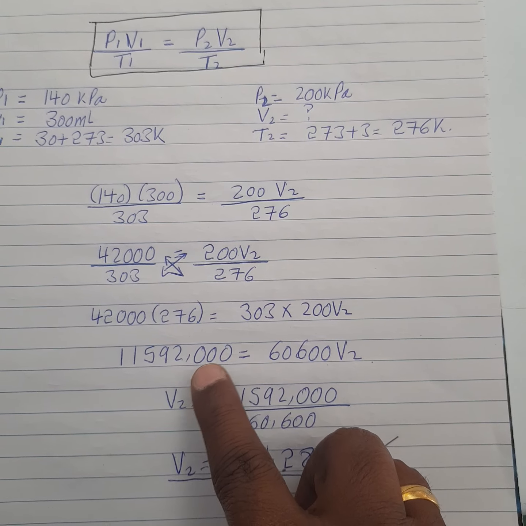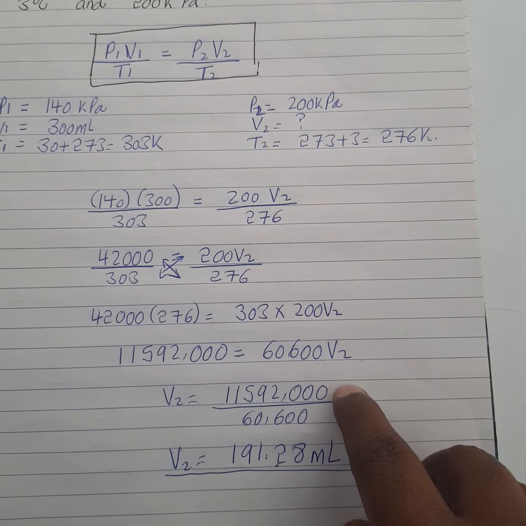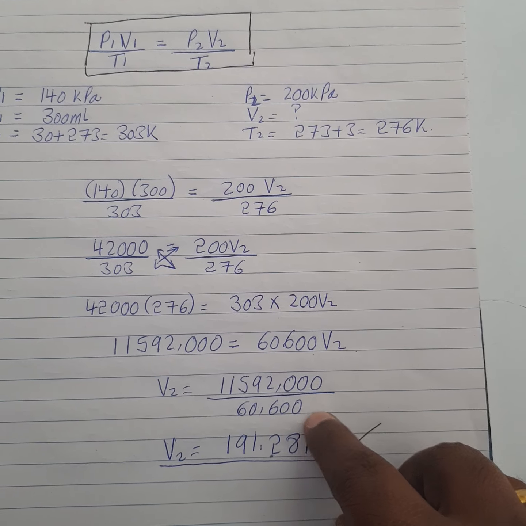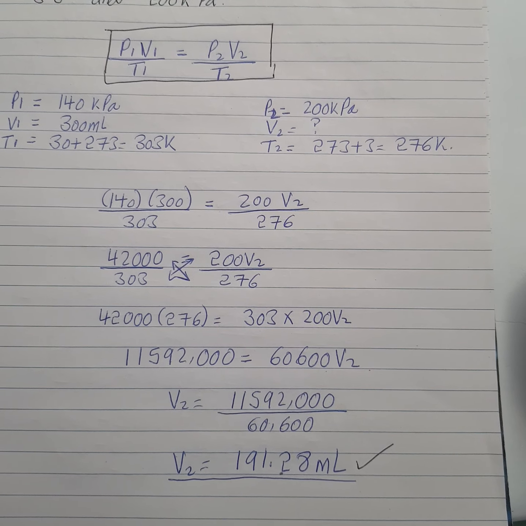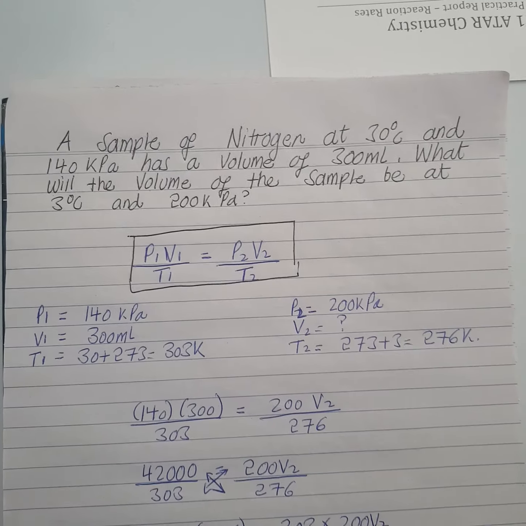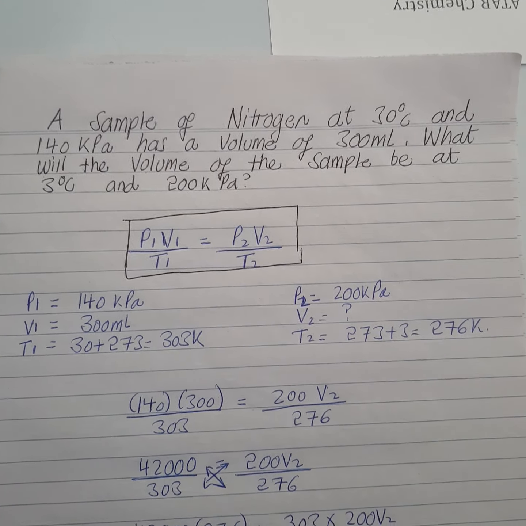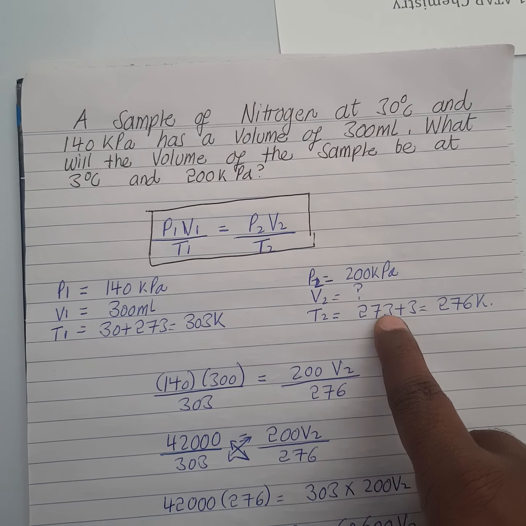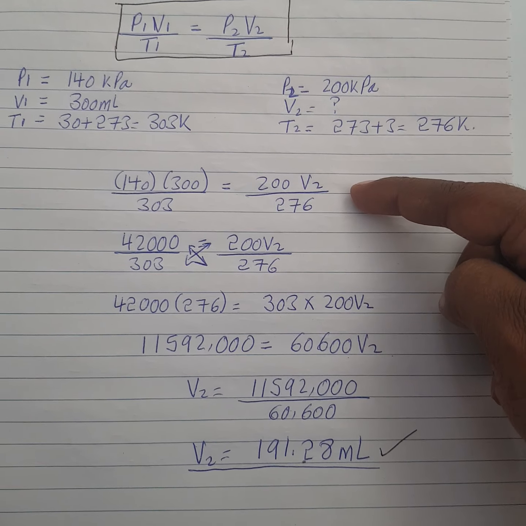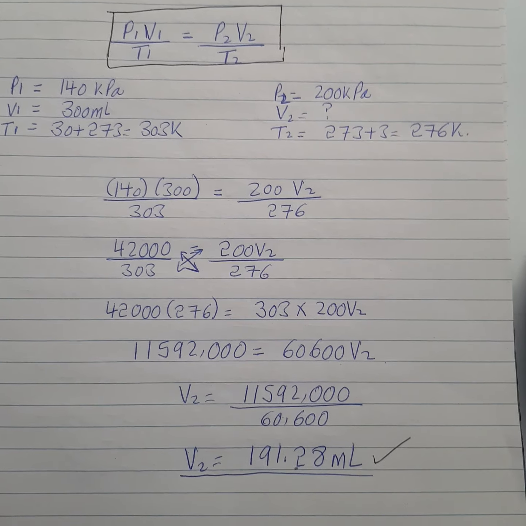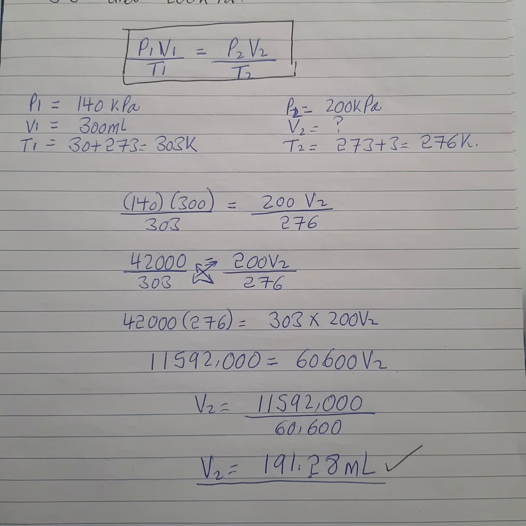Get your calculator. You're going to get this big number and you're going to get 60,600. So divide it by 60,600 to get V2. All right, so you're going to get 191.28 mils. So if you're given a question like that, the first thing you need to do is apply the combined gas law equation, which is this one here, and then work out what information do we have, and the rest is mathematically substituting it, and you get your volume, which is 191.28 mil.